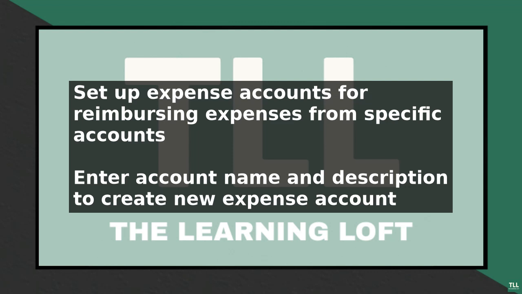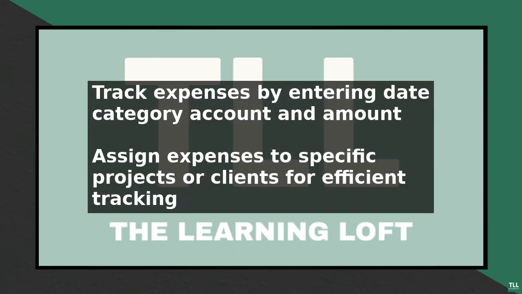Now that you have set up your expense categories and accounts, you can start tracking your expenses. To do this, click on the Expenses tab and then click on the Add Expense button. Enter the date, category, account, and amount of the expense, and add any relevant notes or attachments. You can also assign the expense to a specific project or client.